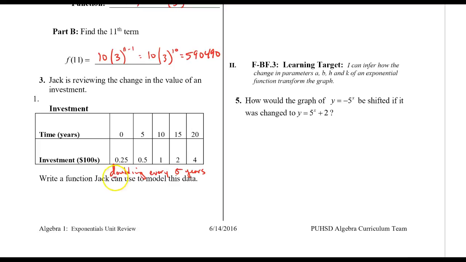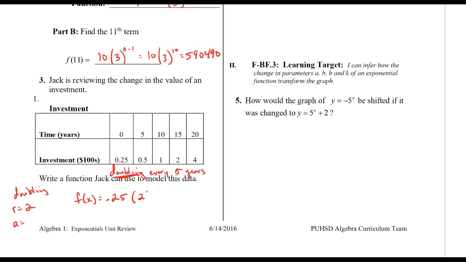So write a function Jack can use to model this data. Since we're using a word like doubling, we have a common ratio. Doubling would be a ratio of 2. We have an initial investment, which we can see is 0.25. So my function would be f of n is equal to, or I'm actually going to use f of x instead of f of n. f of x is equal to 0.25 times my growth rate, which is 2.